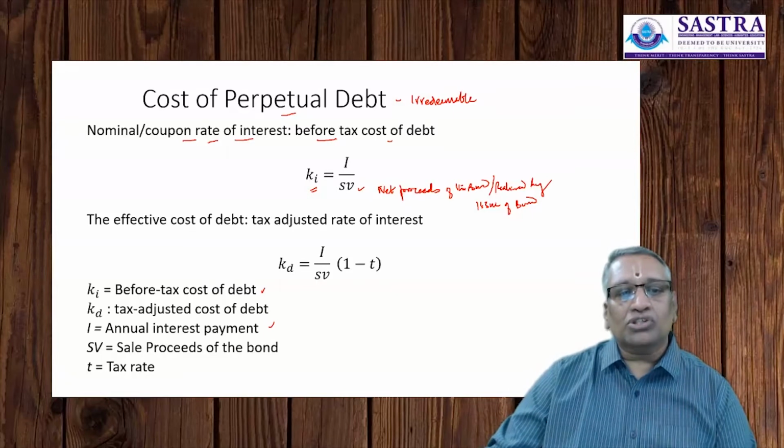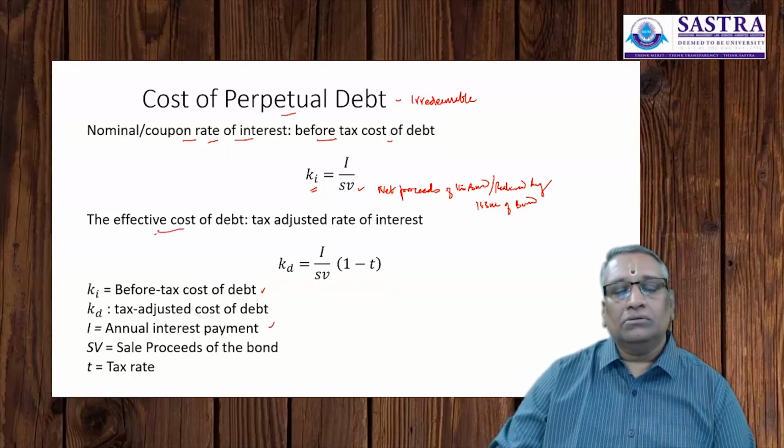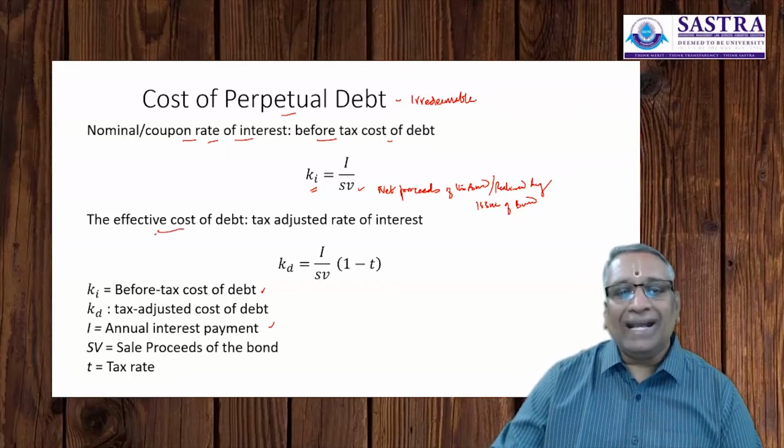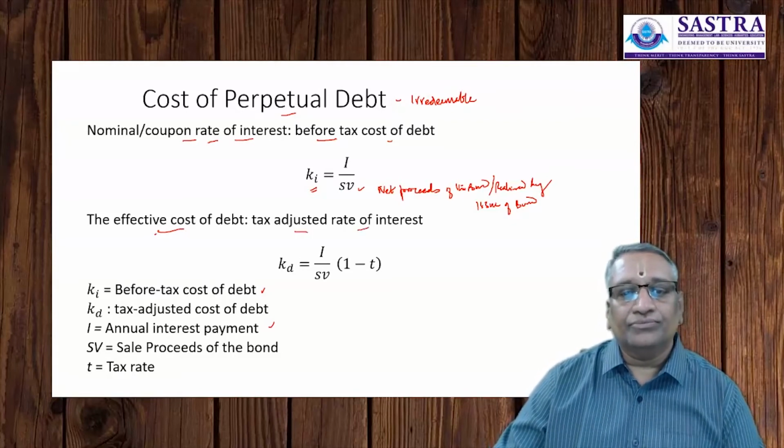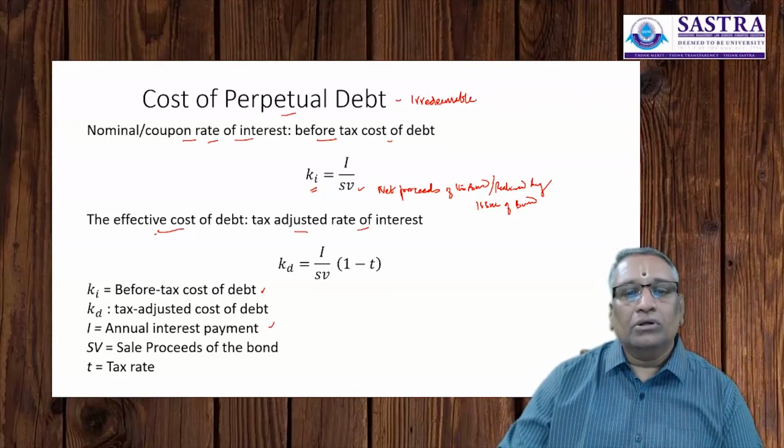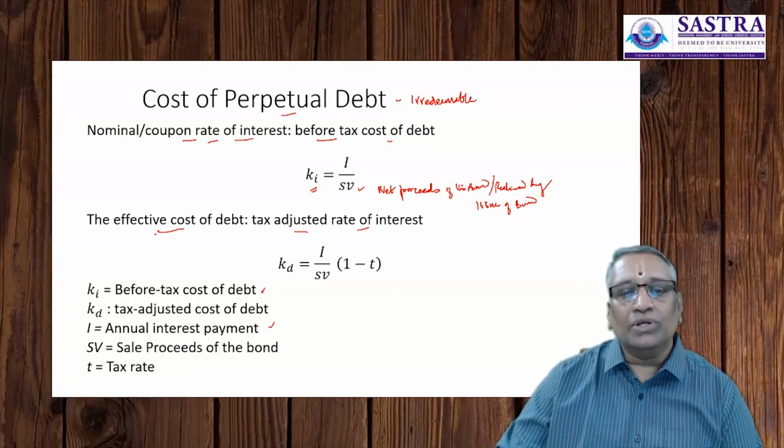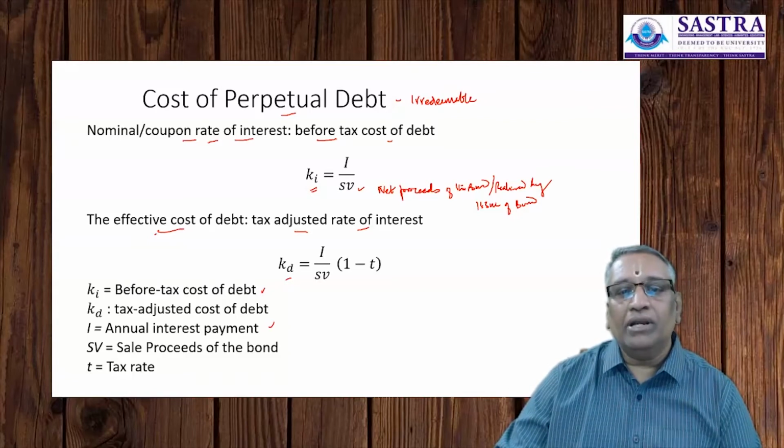Whereas the effective cost of debt is the tax adjusted rate of interest. In that case, the effective cost of debt is to be calculated using this equation. Here it is denoted as Kd, that is cost of debt tax adjusted. So using the same formula, annual interest payment divided by sale proceeds, multiplied by 1 minus tax rate. T is nothing but the tax rate.